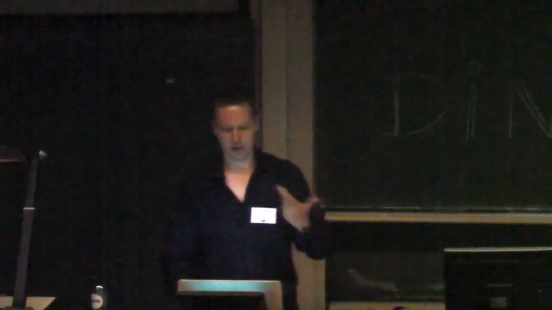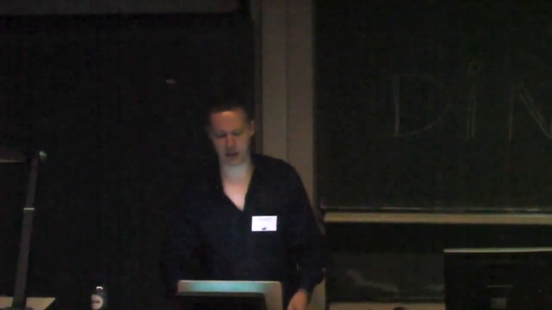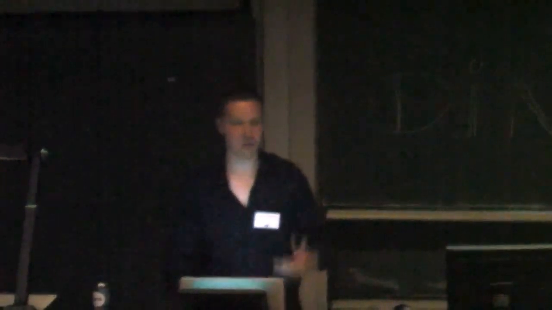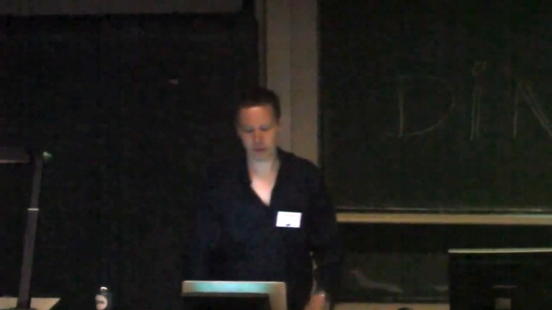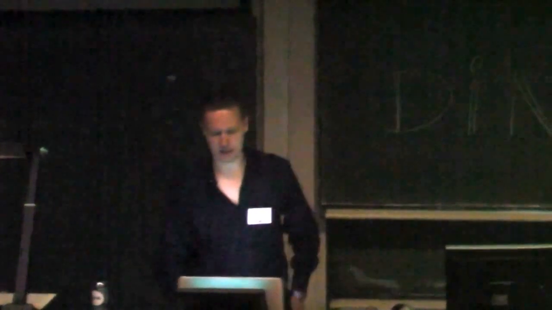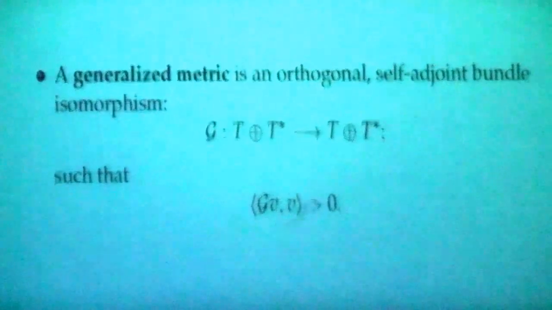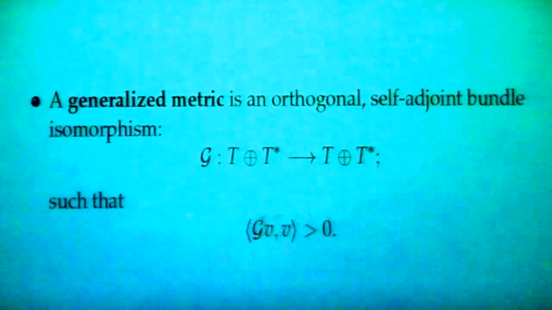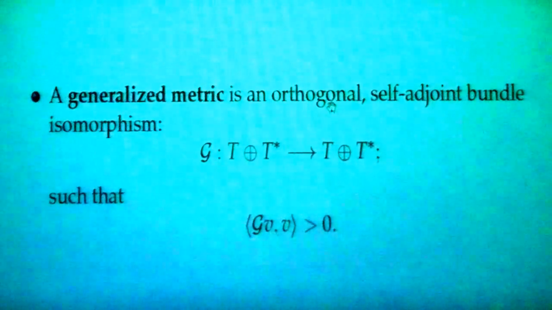So once you start, I'll start putting structures on T plus T star. The first geometric structure that I'll put here is the Generalized Metric that was studied already by Gualtieri and Witt back in their theses in 2003, 2004. A generalized metric for me is just an orthogonal self-adjoint bundle isomorphism. So it's something that sends T plus T star to T plus T star such that this thing here is positive definite. So orthogonality is just about asking that it is compatible with the pairing.